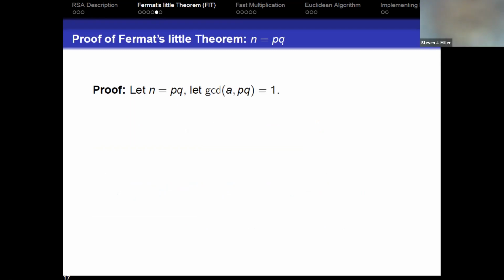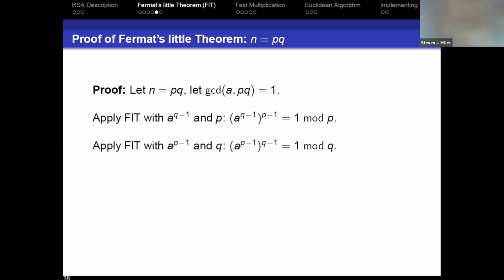So let's let N equal PQ, and let's let the greatest common divisor of A and PQ be 1. So again, we're going to choose a number A that's relatively prime to PQ. I'm going to try to prove that A raised to the P minus 1 times Q minus 1 is equal to 1 mod PQ. So the first step is I'm going to apply Fermat's little theorem with not A, but A to the Q minus 1, and my prime will be P. So if A is relatively prime to P, so is any power of A. So I get A to the Q minus 1 raised to the P minus 1 is 1 mod P. That's just Fermat's little theorem applied to A to the Q minus 1 and P.